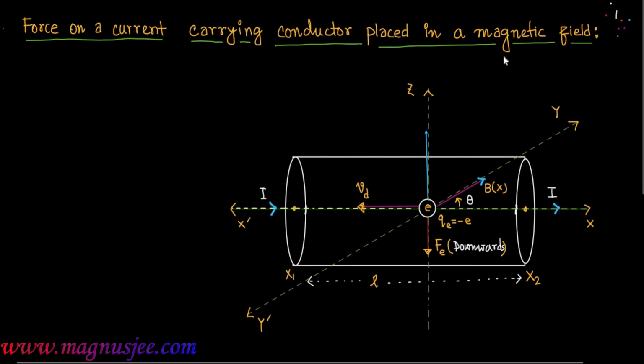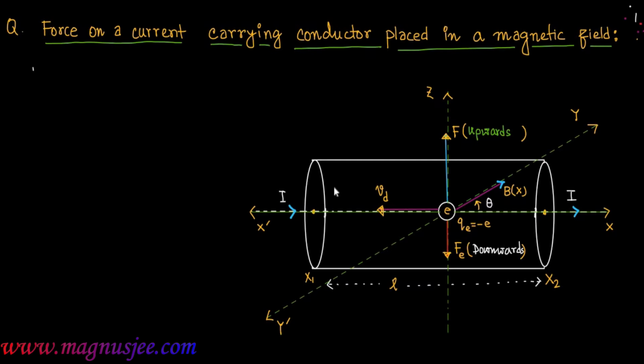As n number of free electrons of the conductor experience magnetic Lorentz force which acts vertically downwards, the conductor X1, X2 will experience a force F in vertically upward direction. The conductor X1, X2 carrying current I placed in a magnetic field B experiences a force in vertically upward direction.